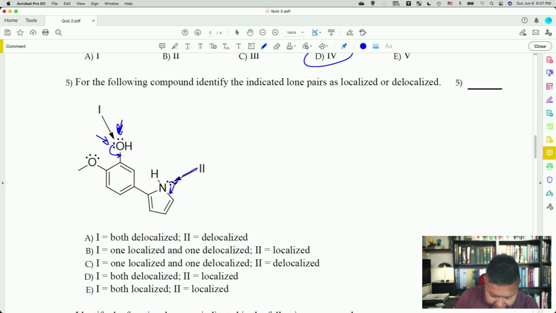And since it does do this, it's making that double bond there, that pi bond, which means it's a part of that p orbital overlap, which means what? It is delocalized. So the answer is C. The answer is C.